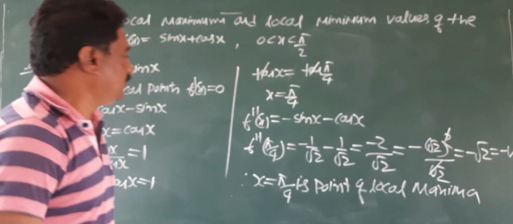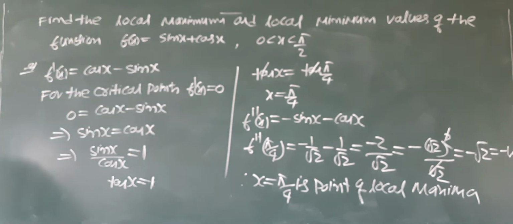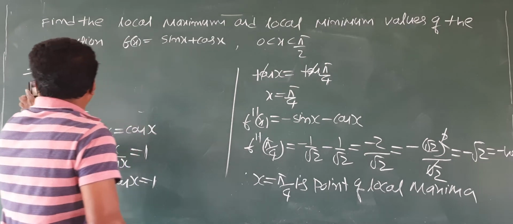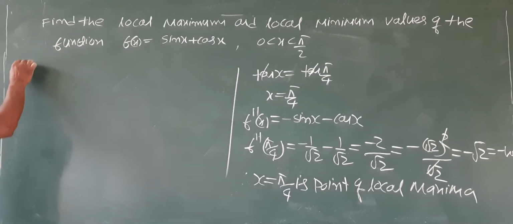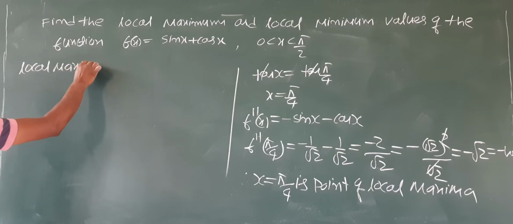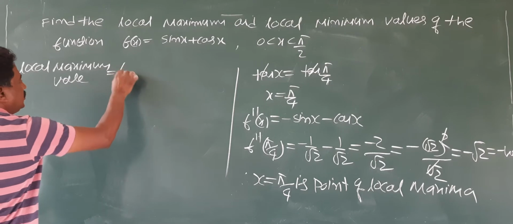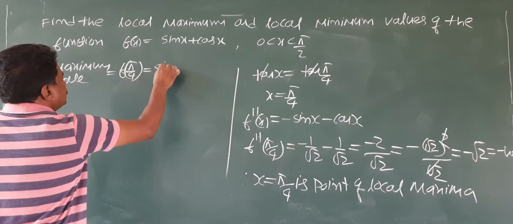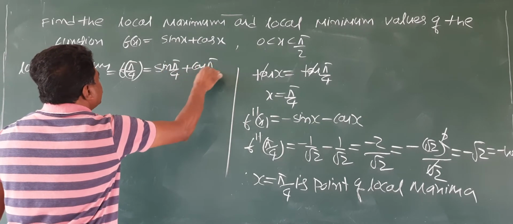Now let's go for finding the local maximum value. Local maximum value is equal to f of pi by 4, sin pi by 4 plus cos pi by 4.